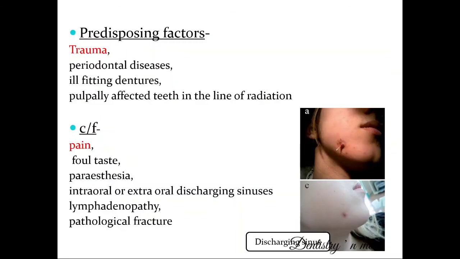The predisposing factors are trauma, periodontal diseases, ill-fitting dentures, and pulpally affected teeth in the line of radiation. The clinical manifestations are that the patient will present with pain, foul taste or malodor, paresthesia, as well as extraoral and intraoral discharging sinuses, and it is also associated with cervical lymphadenopathy and pathological fractures.